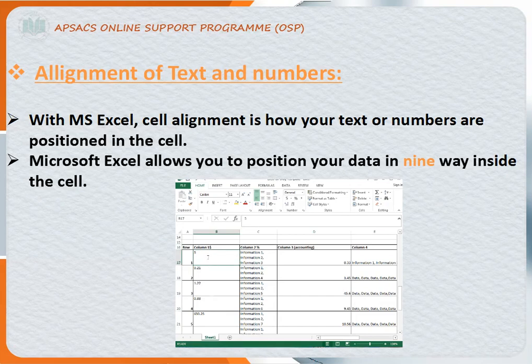Alignment of text and numbers. With MS Excel, cell alignment is how your text or numbers are positioned in the cell. Microsoft Excel allows you to position your data in 9 ways inside the cell. These 9 ways are top left, top center, top right, center left, center center, center right, bottom left, bottom center, bottom right. You can align your text by clicking your cell. In the Home tab, in the Alignment group, you can see we have the alignment options. It's up to you however you like to align your text.